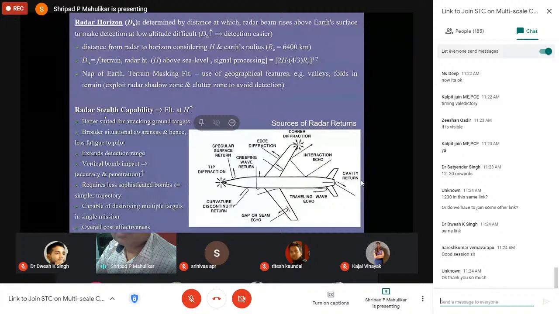Now, one advantage of radar stealth capability achieved by radar cross-section reduction is flight at high altitude, because a radar stealth aircraft need not be concerned too much about the radar horizon and low altitude. The ability to fly at high altitudes is enabled by radar stealth capability by reducing RCS. High altitude flights are better suited for attacking ground targets because, compared to low altitude flights or terrain masking flights, they give broader situational awareness of the opposite side and hence less fatigue to the pilot.